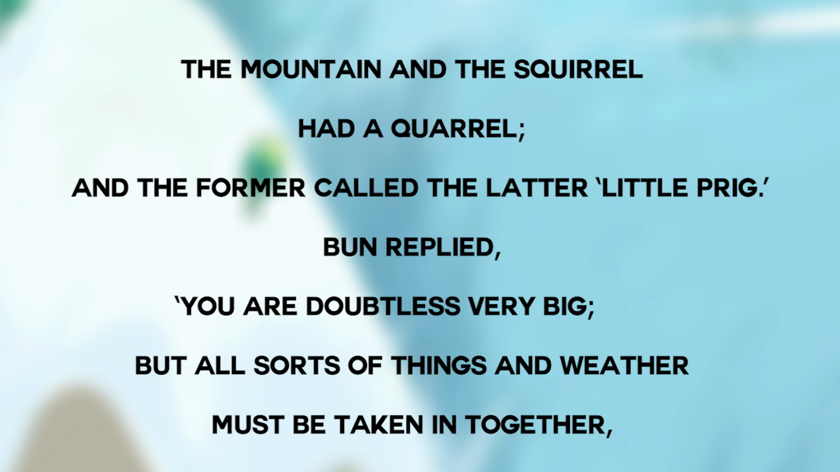Let's see. First, the mountain and the squirrel had a quarrel. These two characters are the chief characters in the poem, and they are introduced in the first line of the poem. The mountain is a non-living creature. It has been treated as a living creature. That means here we have an example of personification, because personification means when a non-living creature is treated as a living being.